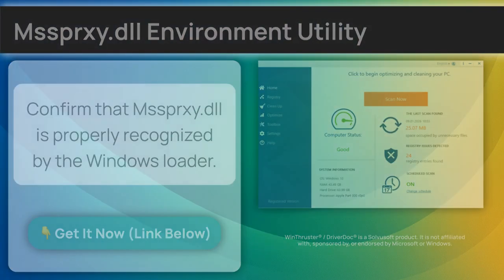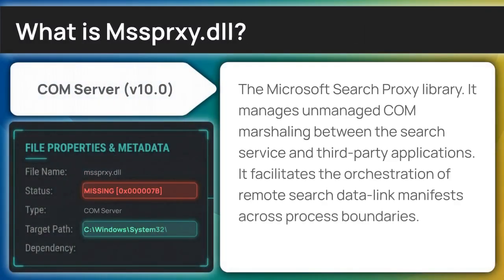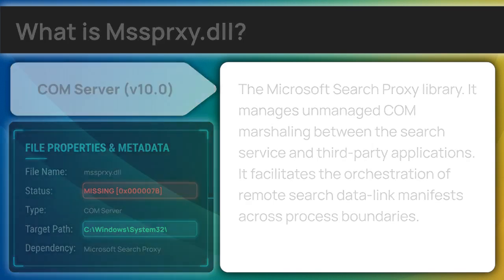This is the Mssprxy library, the Microsoft Search Proxy library. It manages unmanaged COM marshaling between the search service and third-party applications. It facilitates the orchestration of remote search data link manifests across process boundaries. Now that you know how the file works, let's focus on the how and fix the issue.